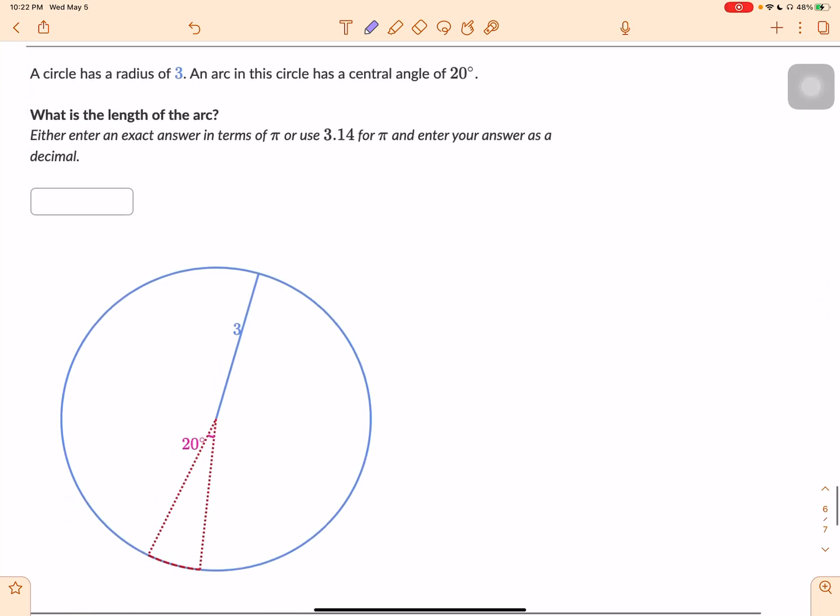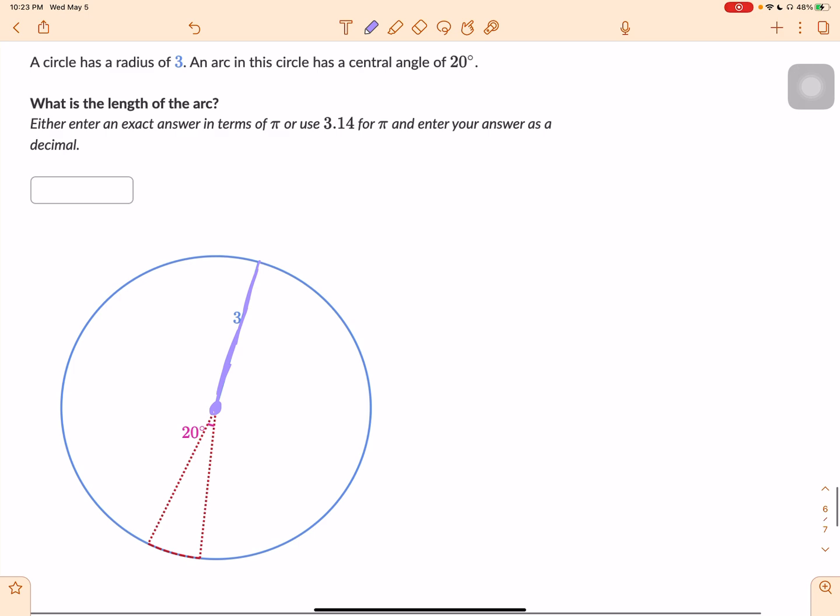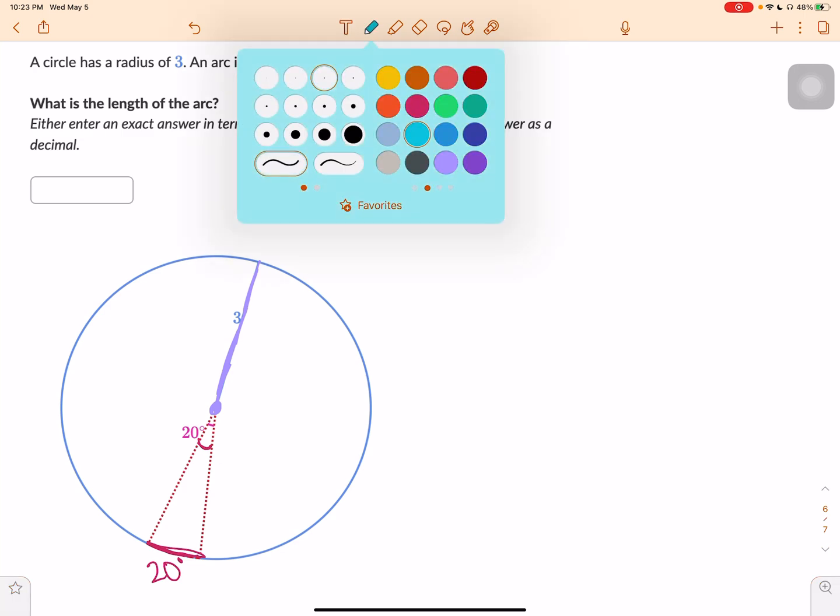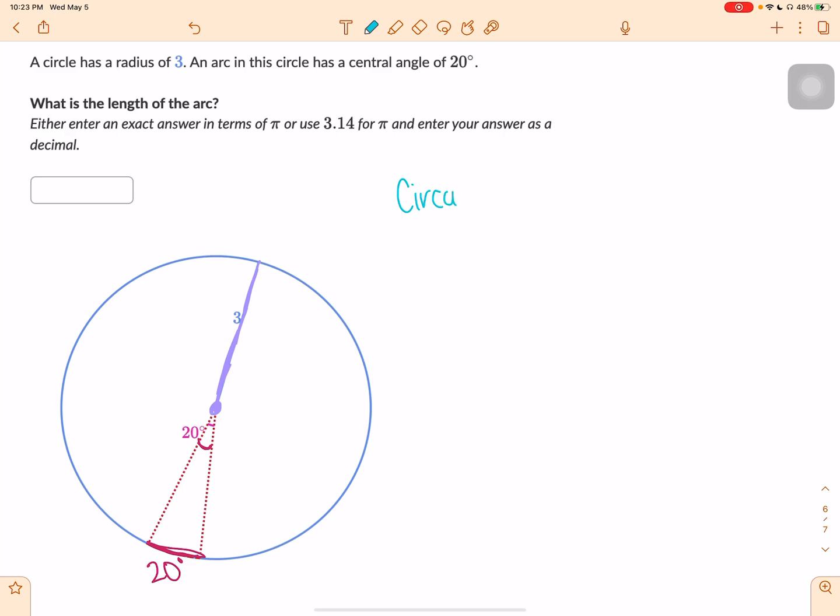Alrighty. This one says a circle has a radius of 3. So I see that right here. This is the radius. So that means this is the center. An arc in the circle has a central angle of 20 degrees. So if the central angle here is 20, then this arc measurement is also 20 degrees. It says, what is the length of the arc? Well, first I need to know what the circumference is. So the circumference is very important to know the length of just a part of the circle. I need to know the length of the entire circle.